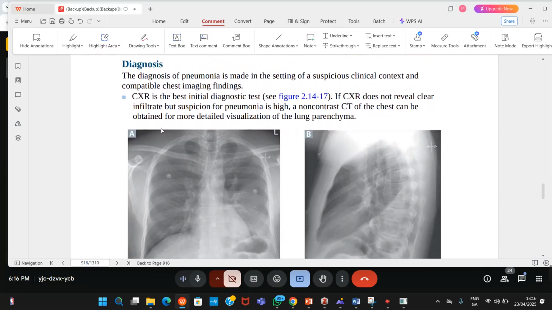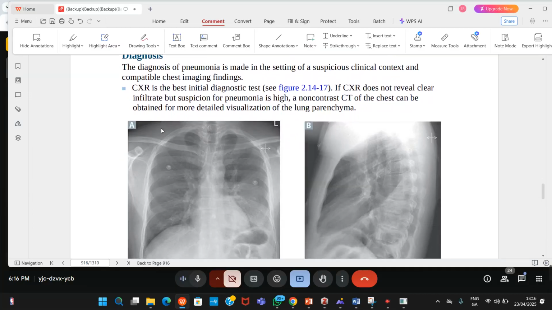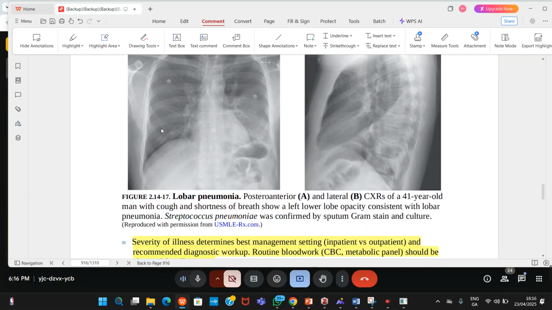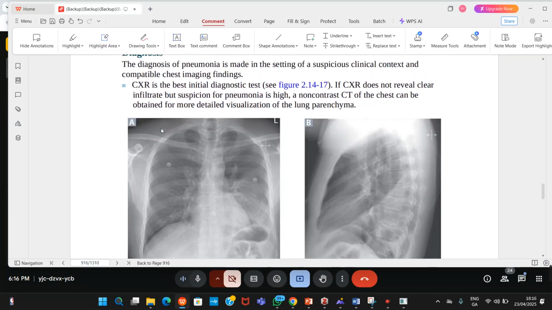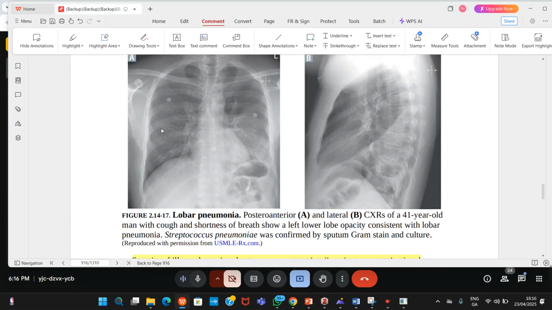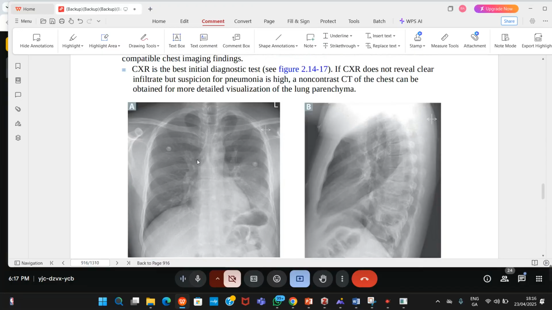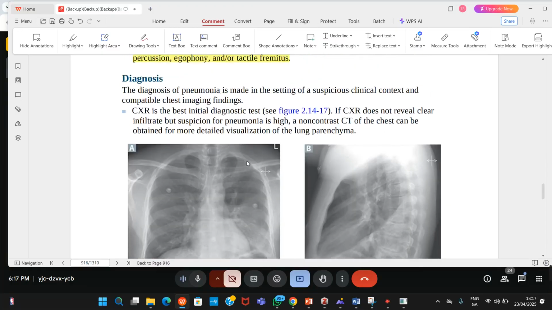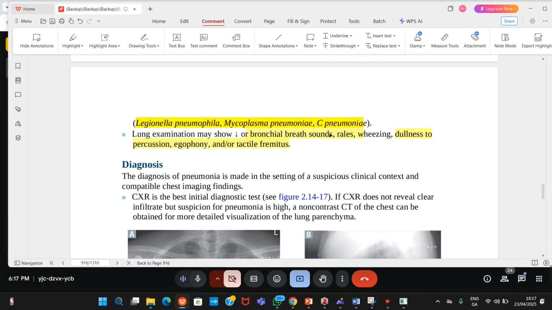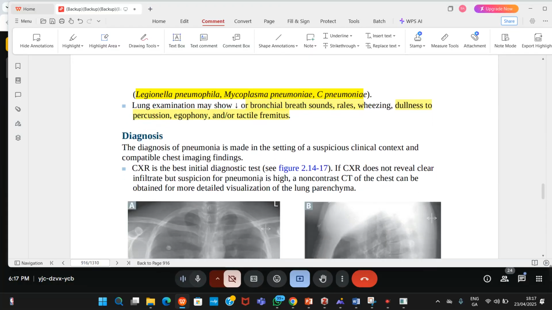So how do you make a diagnosis of pneumonia? We just do a chest X-ray. That's what we do. You can do initial imaging, which is chest X-ray, and we're going to see patchy opacities, depending on the type. If it's lobar pneumonia, you are going to see opacity confined to a lobe of the lung. We can have bronchopneumonia, we can have lobar pneumonia, we can even have interstitial pneumonia. Most of the causes of interstitial pneumonia are the atypical organisms like Legionella, Mycoplasma, Chlamydia.